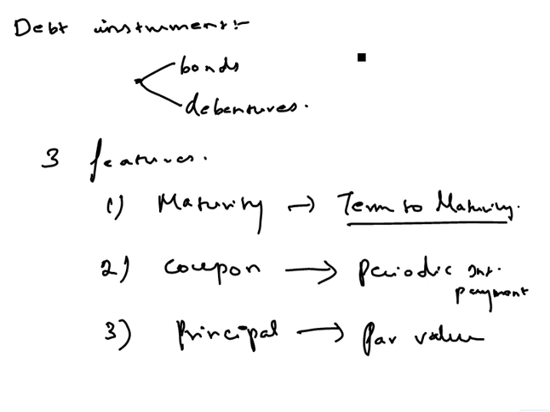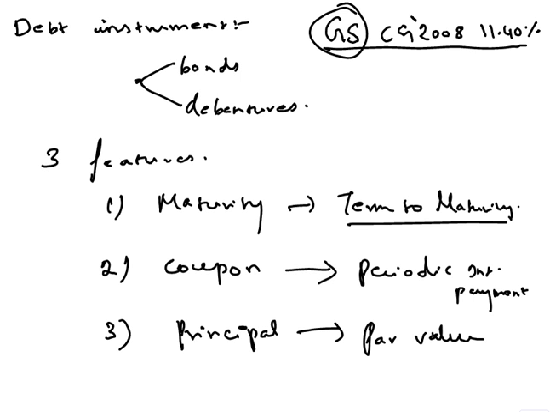Usually we represent a bond like this by the bond name like this. So from this we can interpret it's a government security. GS stands for government security, and it's a central government bond, and it matures in the year 2008. It has a coupon payment of 11.4 percent. So this is how usually a bond will be denoted.